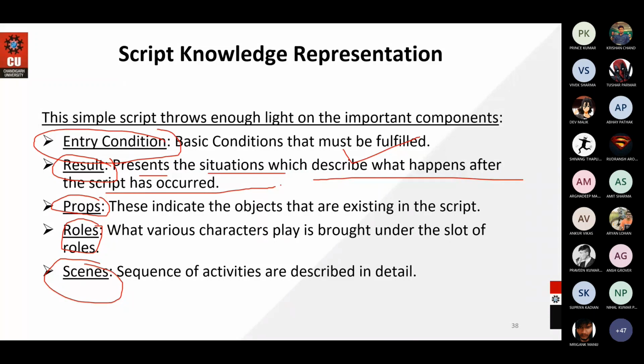It presents the situation which describes what happens after the script has occurred. So, the actual output, the result of something. This is known as the result in the script.